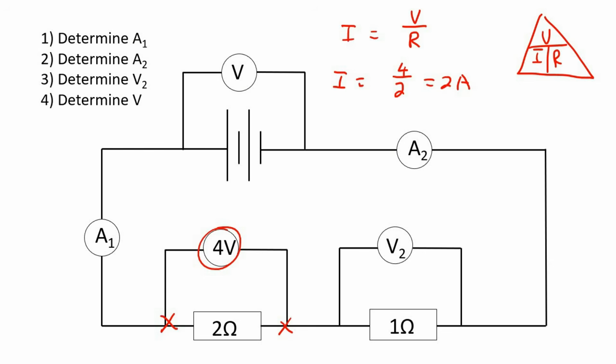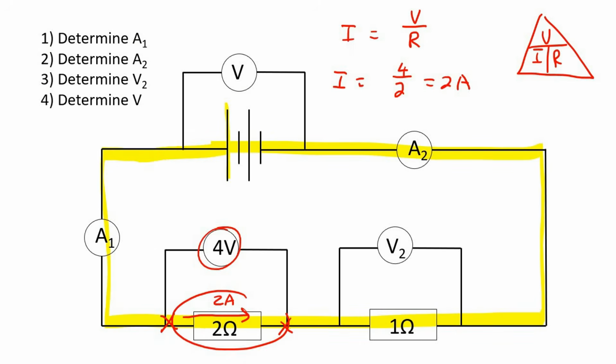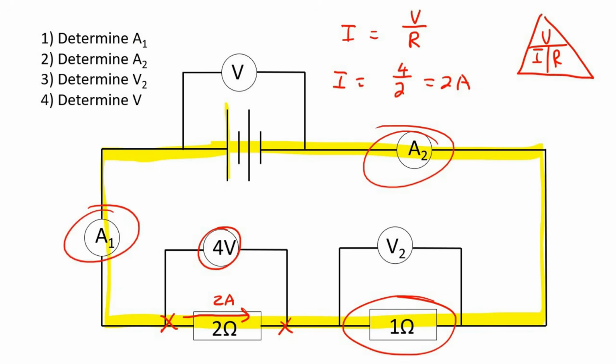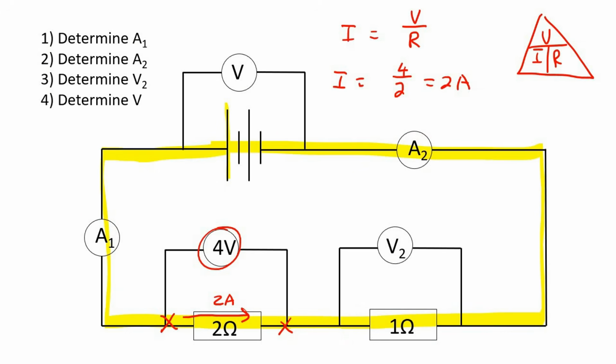But now some of you might say, yeah, but Kevin, doesn't that mean that the current going through this resistor is 2 amps? Yes, that is correct. But we know that current in series is the same everywhere. So if we've just worked out the current over here, well then that is also the current over here, over here, over here, everywhere, because current in series stays the same. So we can say 2 amps over here and 2 amps over here.